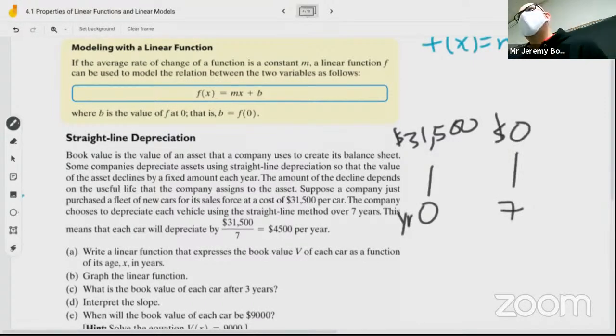And we want to be able to model how that's happening, so that way we can say, well, how much is it going to be worth this year? Or how much is it going to be worth this year? Or in what year is it going to be worth this amount? Okay.